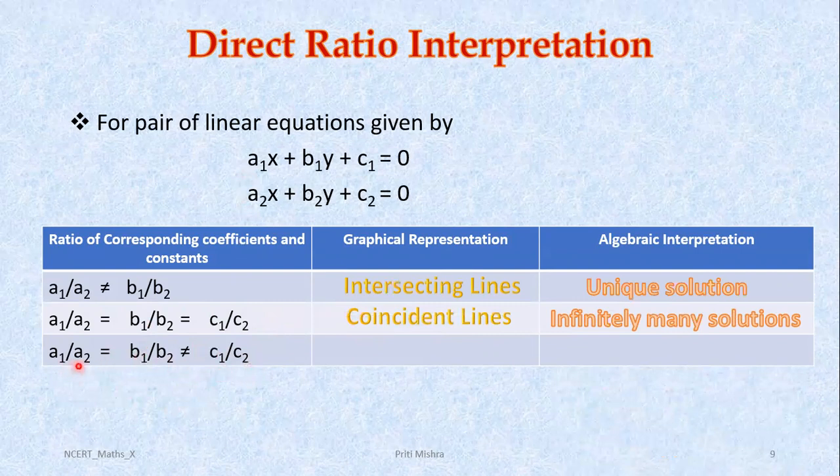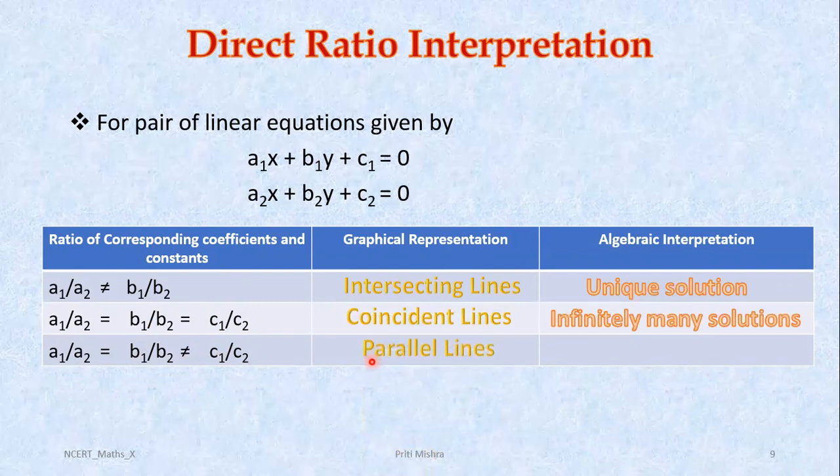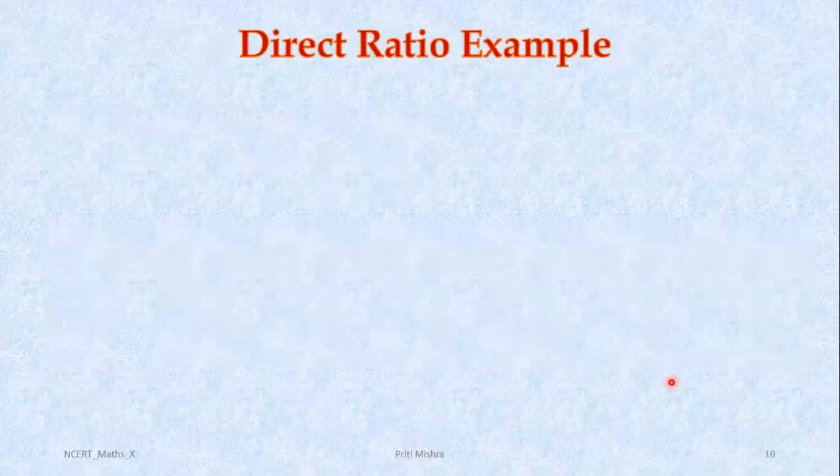These are not equal with the C1 upon C2. Then what kind of lines will these be? These will be parallel lines here. And parallel lines means no solution, right? No solution. So with the help of these ratios, directly you can interpret what kind of lines these are and what kind of solution you are having. Now let's have an example for this method.